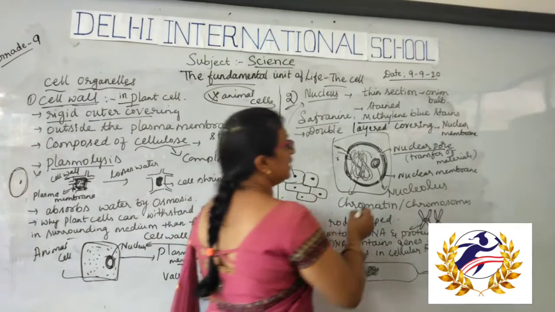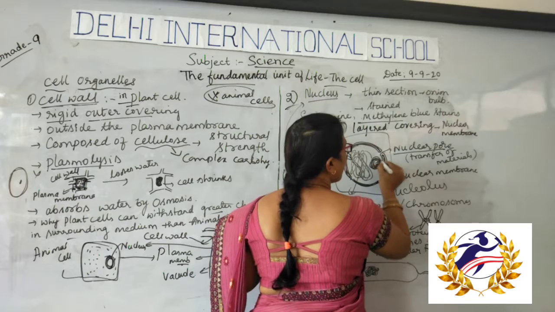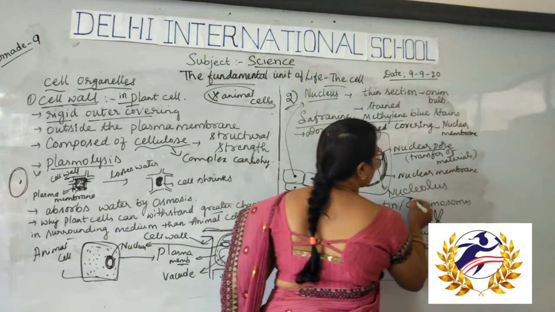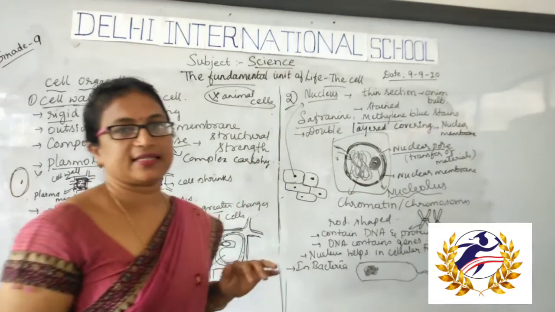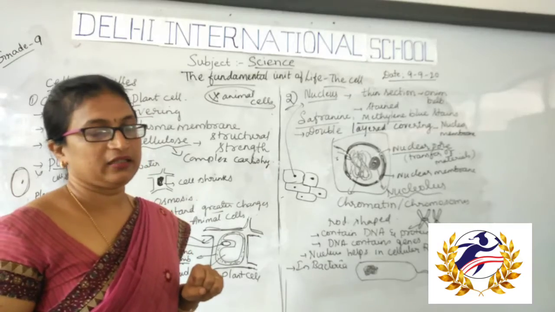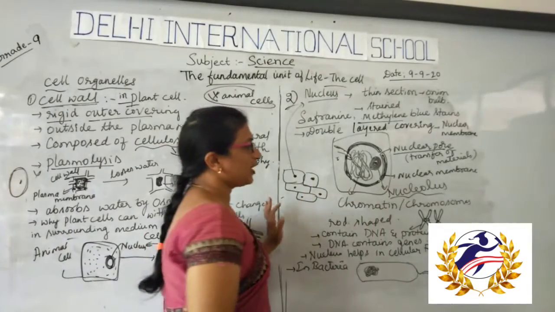And inside this, a small circular patch is there. Circular material is there. So that is called the nucleolus. That helps in the functioning of the nucleus properly.